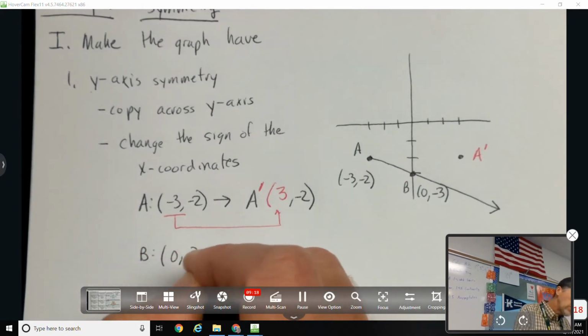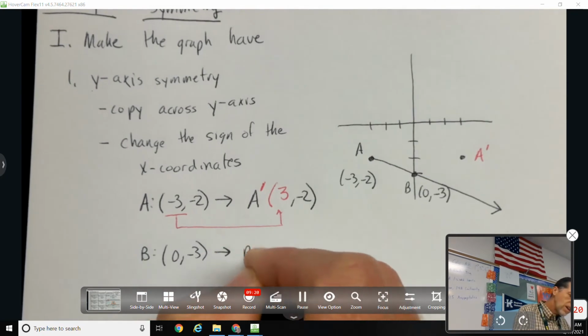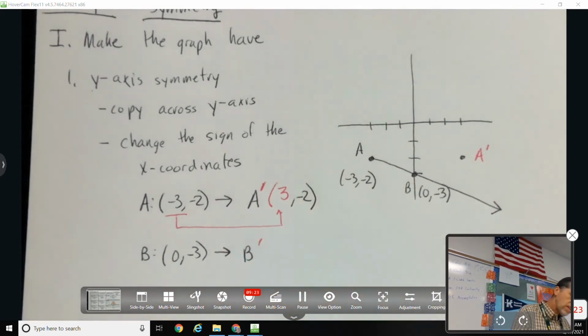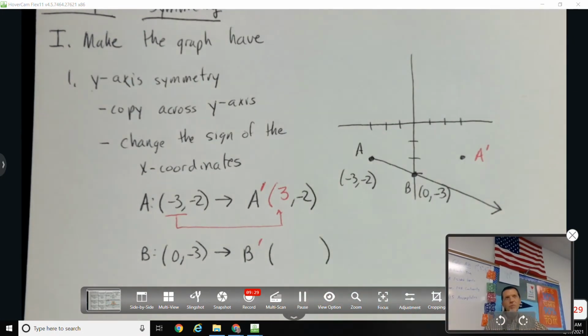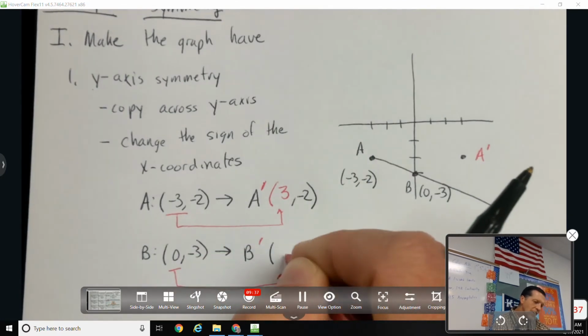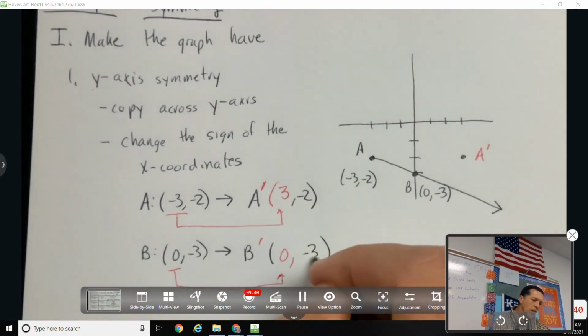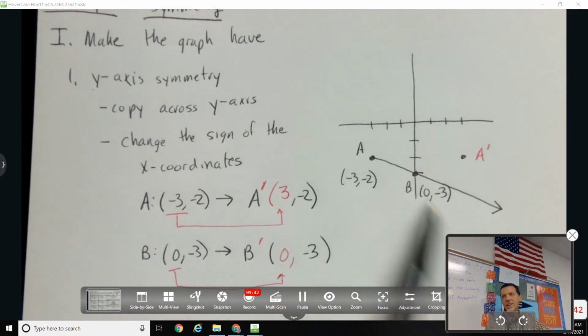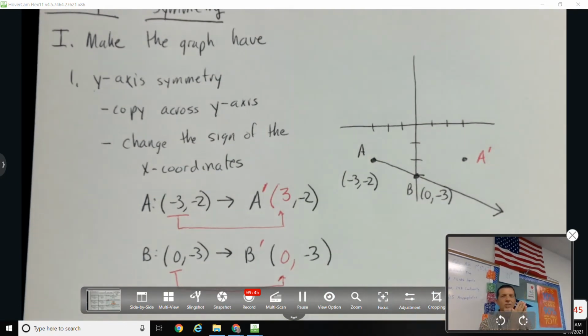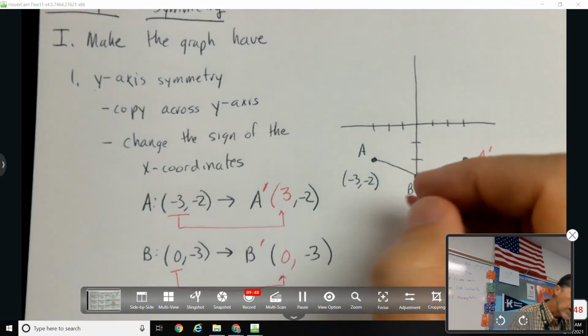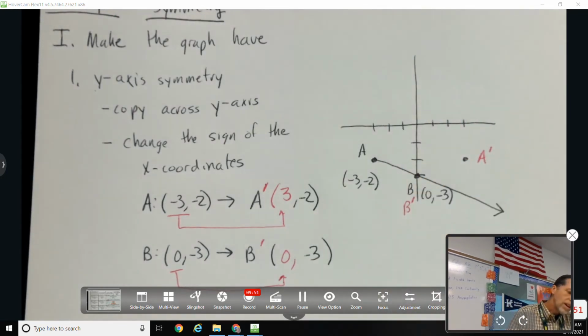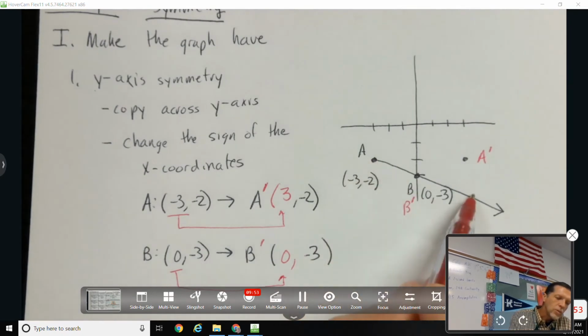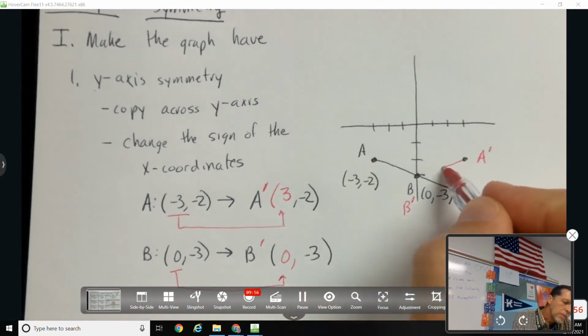B is at 0, -3. If I change the sign of the x coordinate of B, it would do nothing. Right? If 0, change its sign, well, it's still 0. And that kind of makes sense because it's on the mirror line or the fold line, so it's not going anywhere. So B and B prime are really the same point. And let's see, this graph went from A through B, so I'm going to go from A prime through B prime.